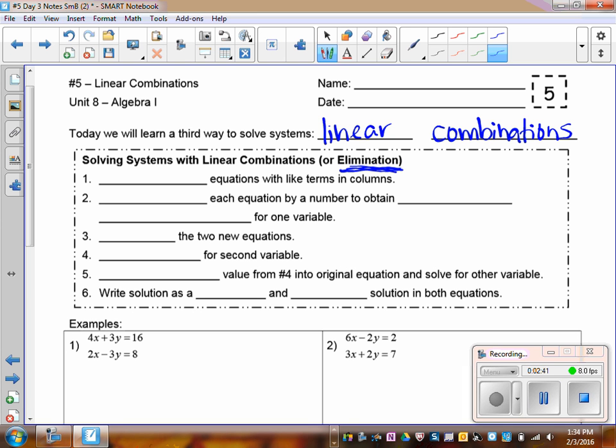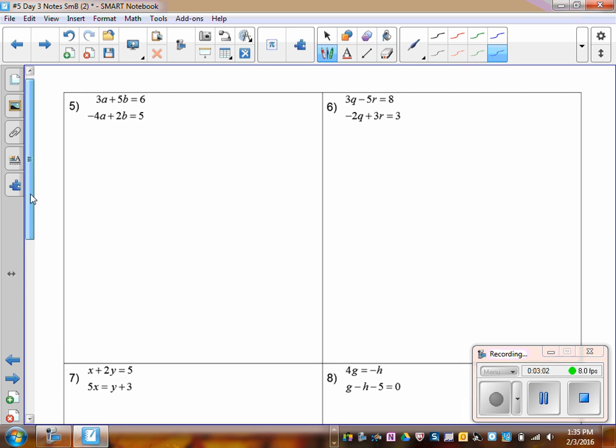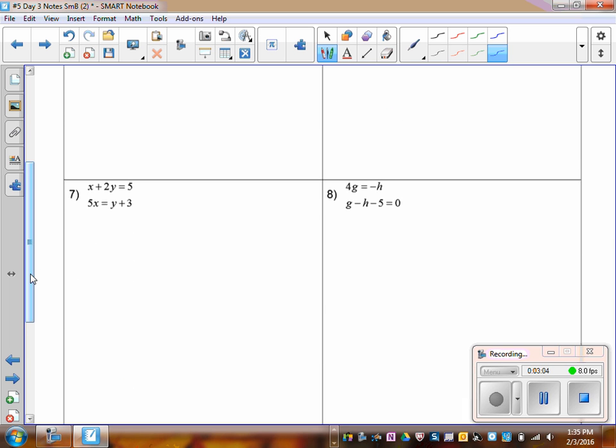Okay, so what we want to do is we need to make sure that our like terms are in columns. So we rewrite equations with like terms in columns. You'll notice number 1 already has the x's in one column, the y's are in the next column, and my constants are in the last column. If it's not already that way, such as number 7 on the back, then you need to make sure that you get them in the same column.